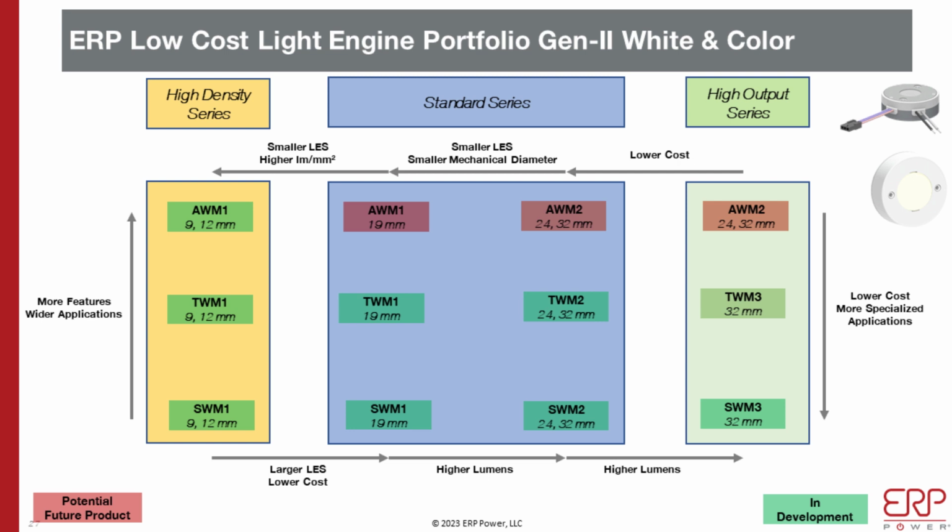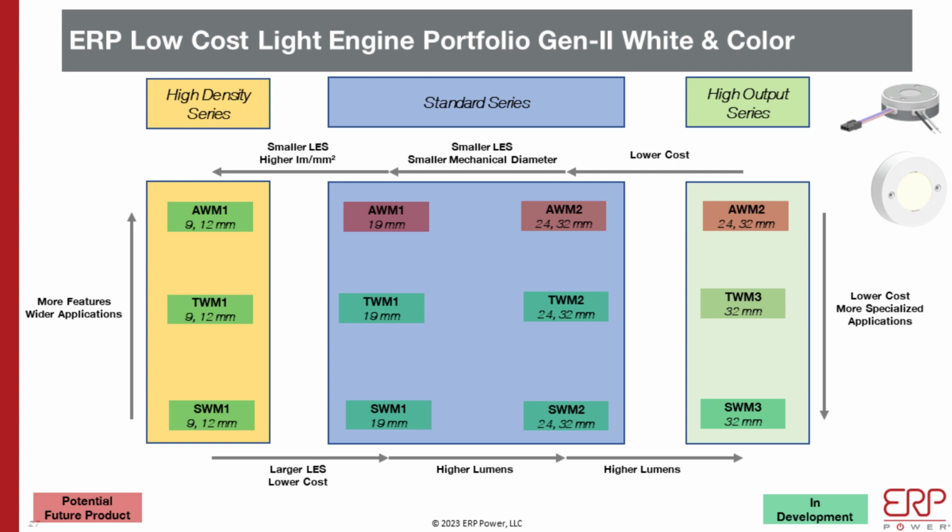But then what we did is we went up in capability and down in capability to have a lower cost. For lower cost, essentially we went to SWM, which I just showed you. It's a single color, single CCT with basically a stripped out version of TWM2 and 1. And LES, the same thing, 19 millimeter, 24 and 32. So that is the lower cost or stripped down version. But if you go up, it would be AWM1 and AWM2, as I just talked about. It has the white color and has saturated color.